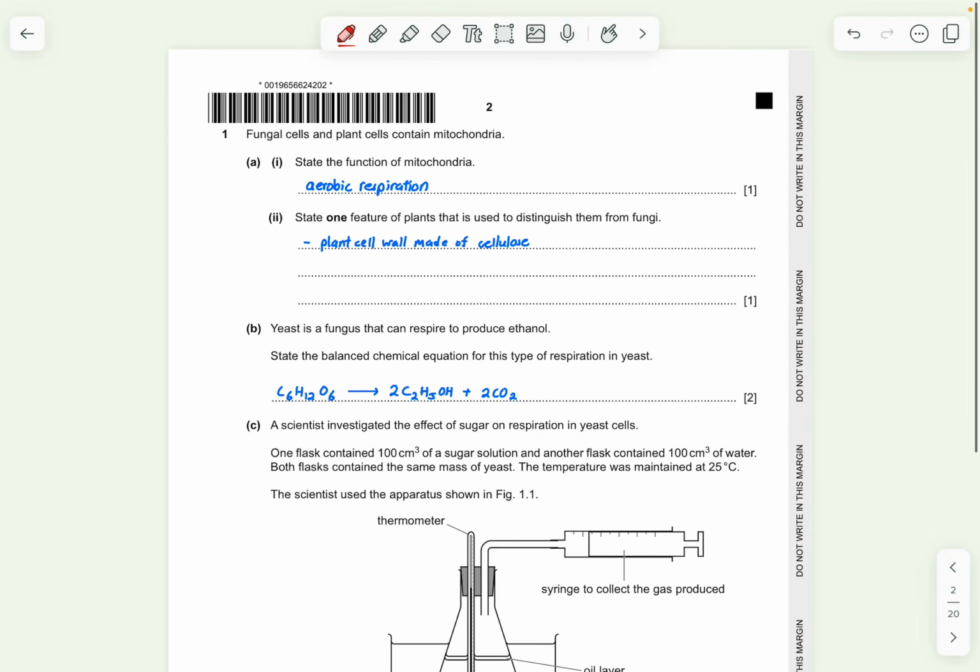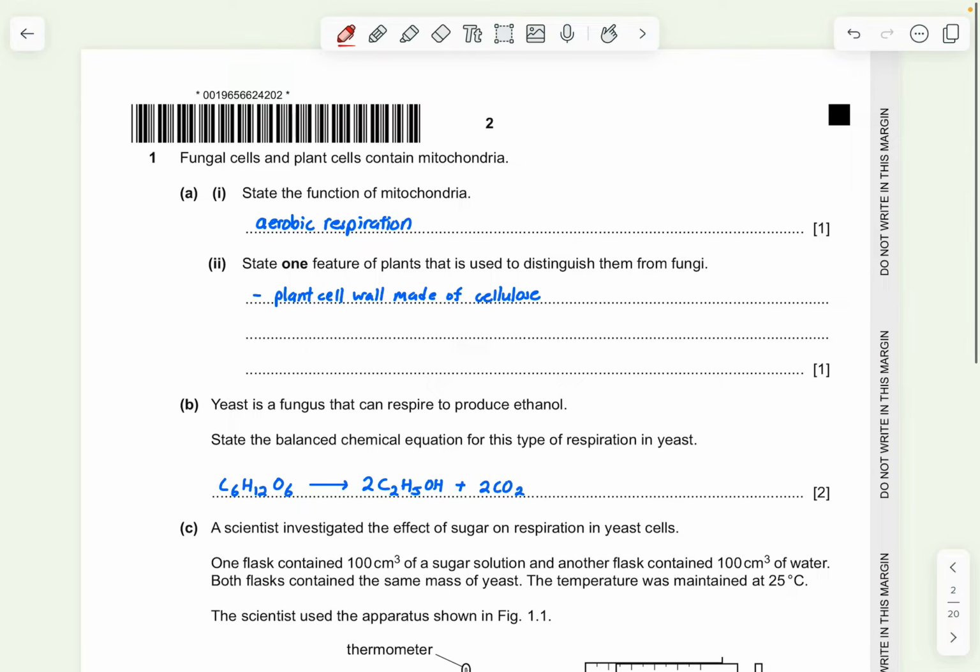So question 1. Fungal cells and plant cells contain mitochondria. Why is that? Because they are eukaryotes. First thing you need to know is that these two are eukaryotes. It means that they have the nucleus. And then you need to state the function of the mitochondria. So the answer for this is aerobic respiration.